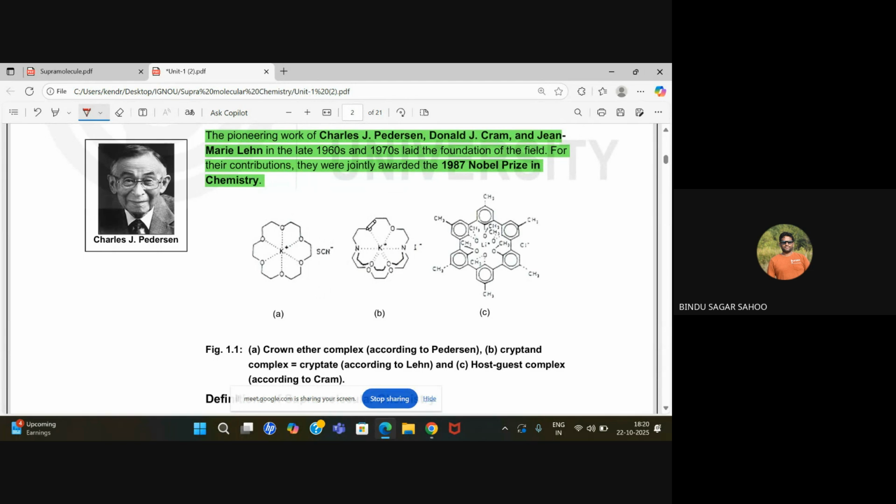Here also the cryptanoids can stabilize a positive cation in between them. Here also you can see a lithium cation, which is also trapped inside this. So after the invention of these types of macrocyclic complexes, in 1987 all three scientists got the Nobel Prize for the formation of these types of complexes.